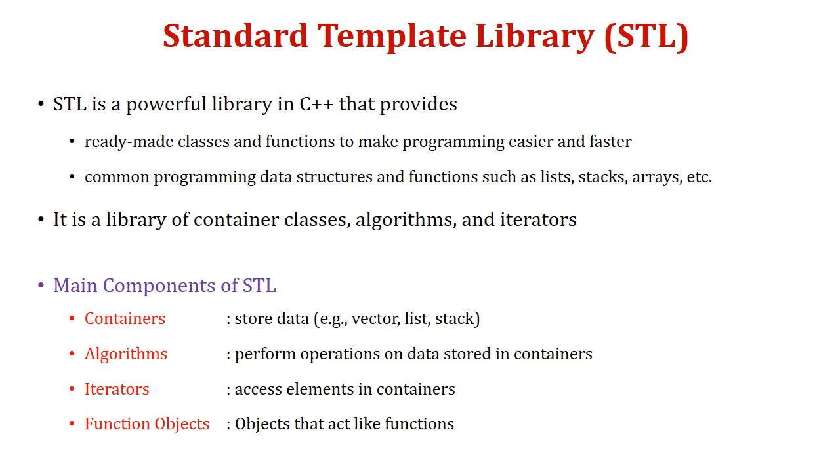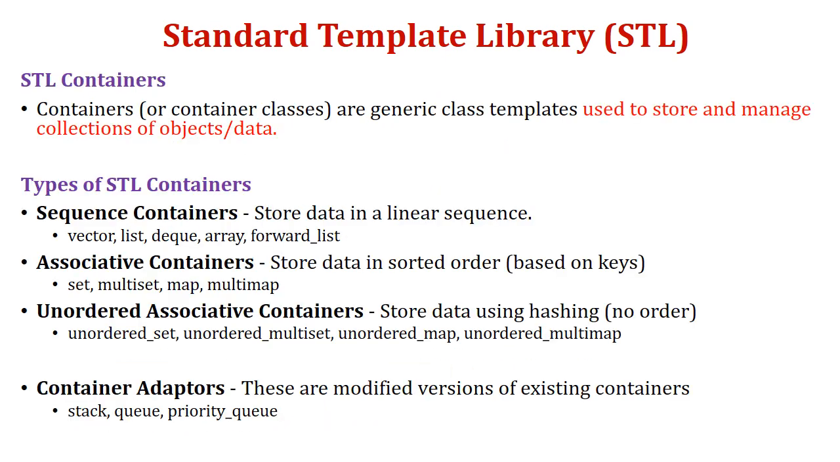What are the main components of STL? Container. What is a container? It stores the data, for example, vector, list, stack. The next one is algorithm. So what is the role of the algorithm? It performs operations on the data which is stored in the container. The next one is iterators. It will access the elements in the container. Next, function object. It is an object that acts like a function.